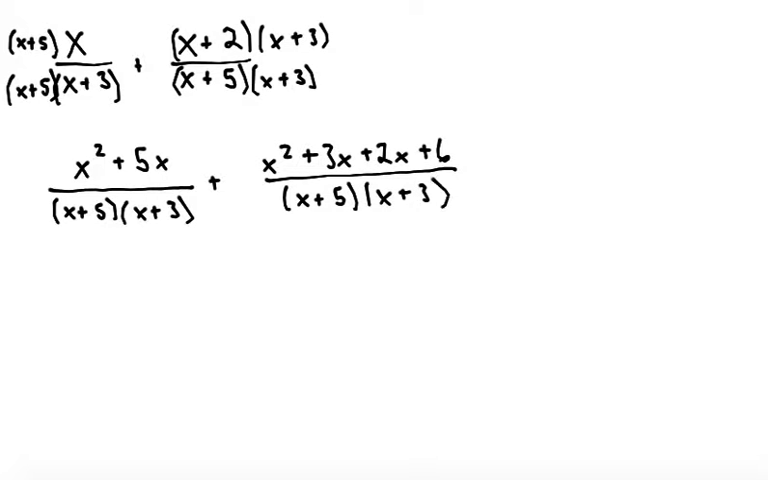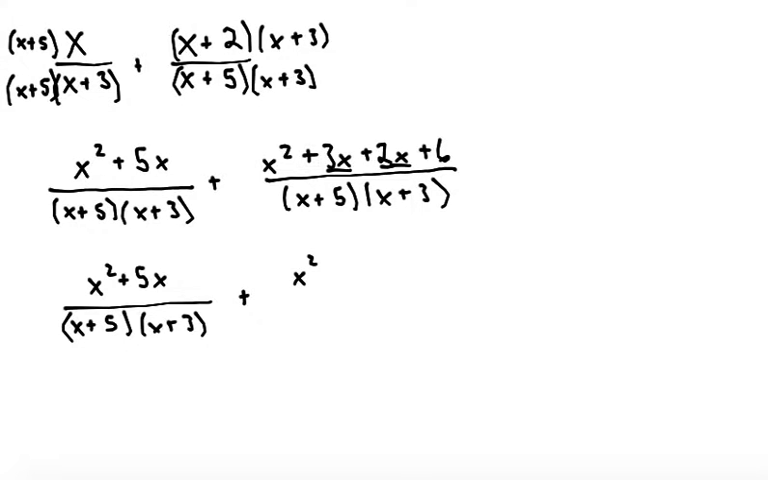So then from here, let's simplify just a bit to make this x squared plus 5x. We don't have any like terms there, so we'll just bring it down. But then the 3x and the 2x are like terms here, so we can add those two terms because they have a common x. And that will be x squared plus 3x plus 2x is 5x plus 6 over x plus 5 times x plus 3.